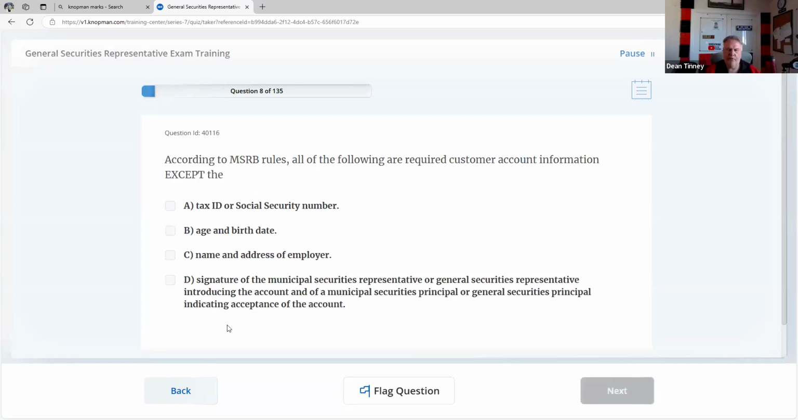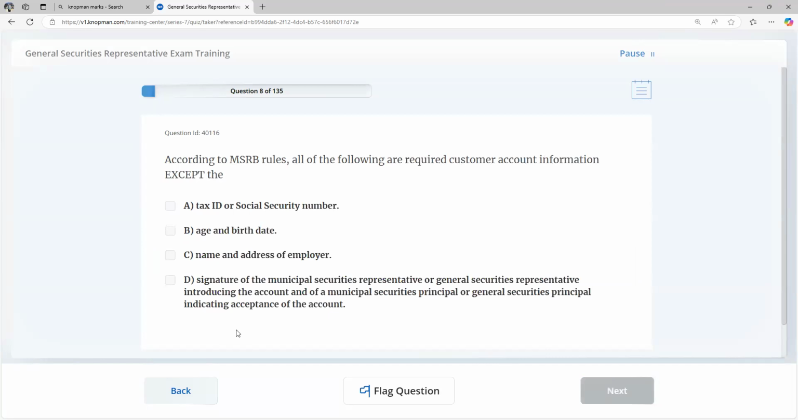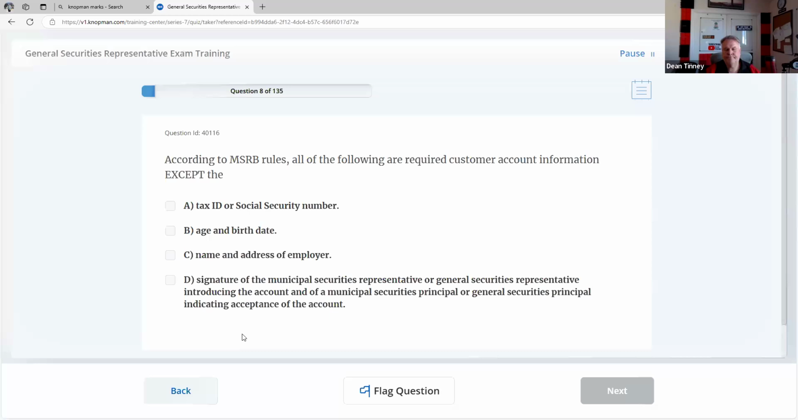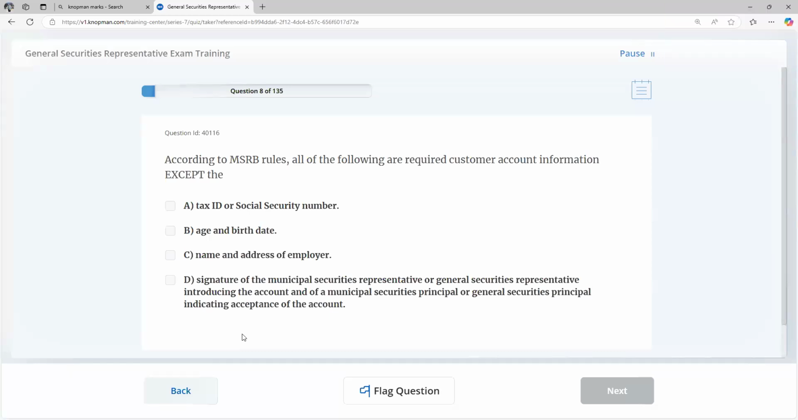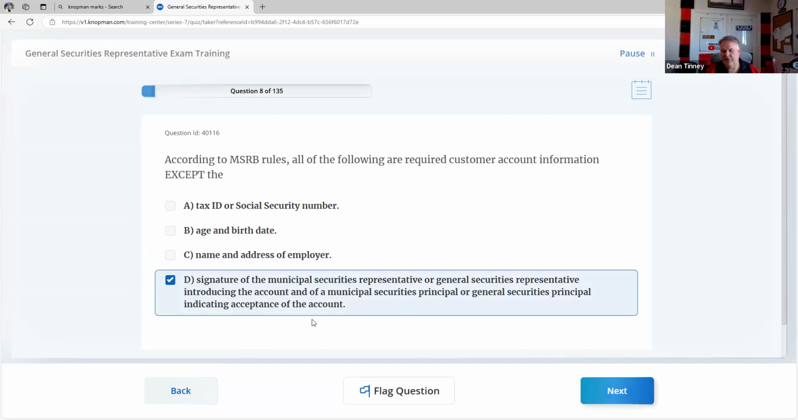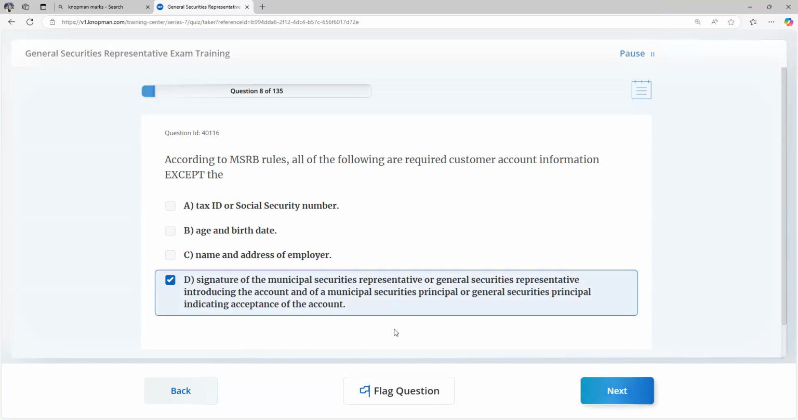According to MSRB rules, all the following are required customer account information except the... So I know it's definitely the name and the birthday. I also think it's the social security number. Customer account information. Signature of the municipal securities principal introducing the account. Is it D? Yeah, remember, the customer doesn't have to sign the new account form, the principal does.